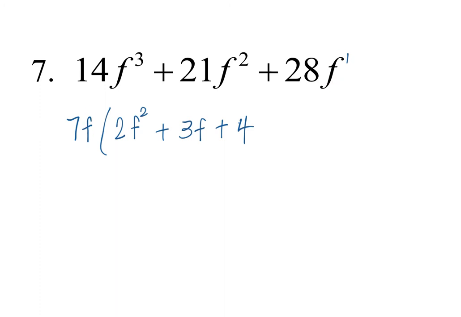Keep your base, subtract your exponents. That's really f to the 0 power. Anything to the 0 power is equal to 1. But also you can just say, well, f divided by f, something divided by itself is just 1. So 4 doesn't get an f with it. We took that first power completely away, and we are left with 2f squared plus 3f plus 4.